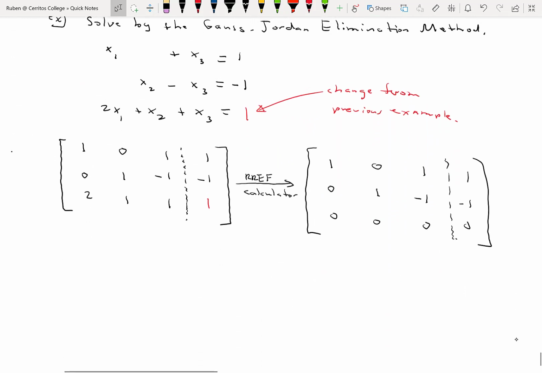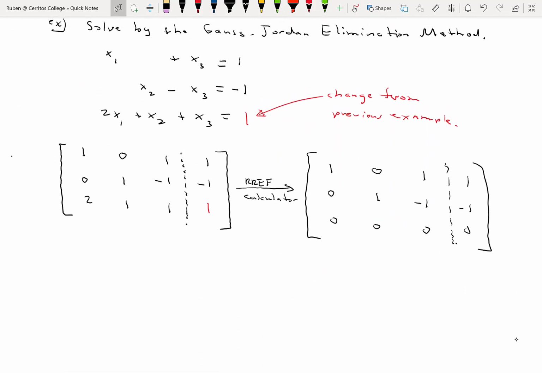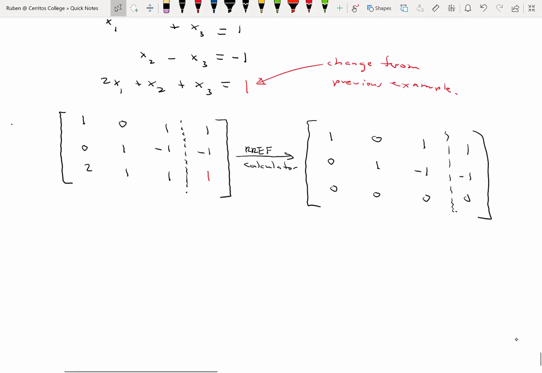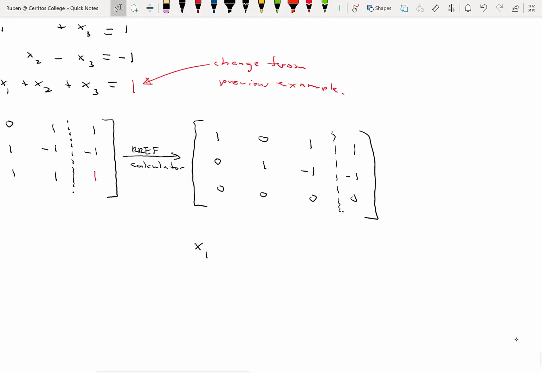All right. So here's the reduced row echelon form for the Gauss-Jordan elimination method. This is as produced by the TI-84 calculator. Then write out the final system. The final system then looks like x1 plus x3 equals 1, x2 minus x3 equals negative 1, and 0x3 equals 0.